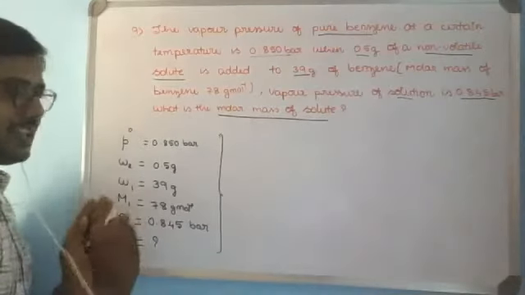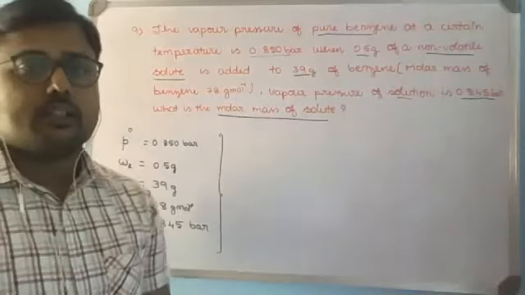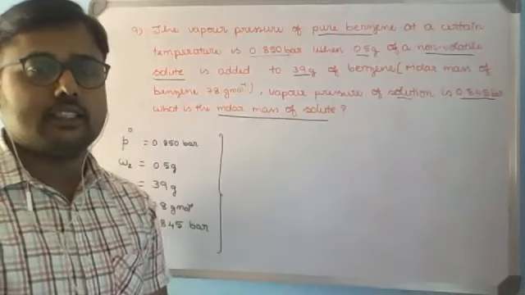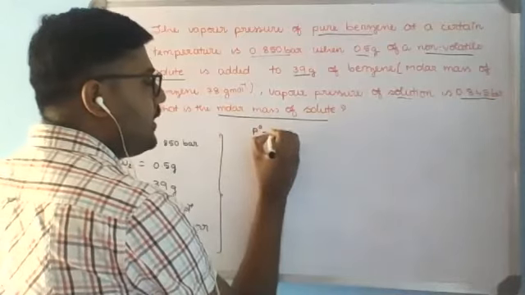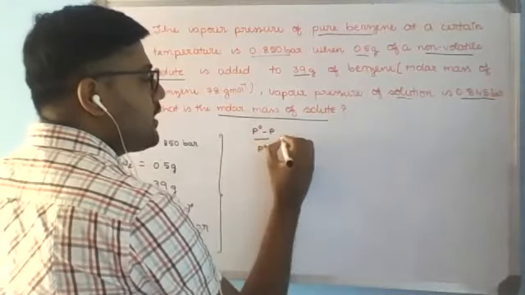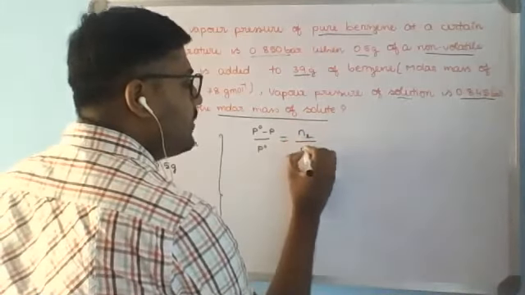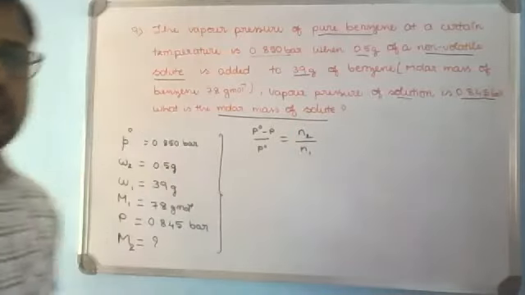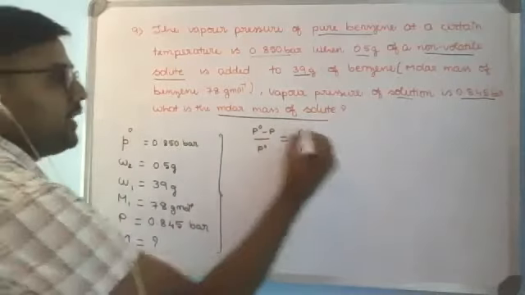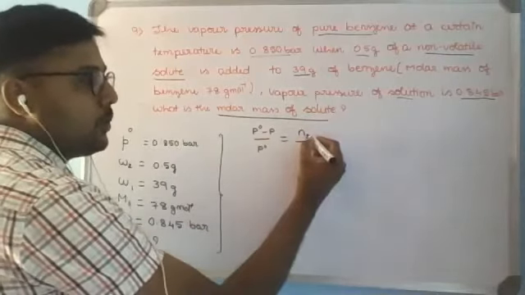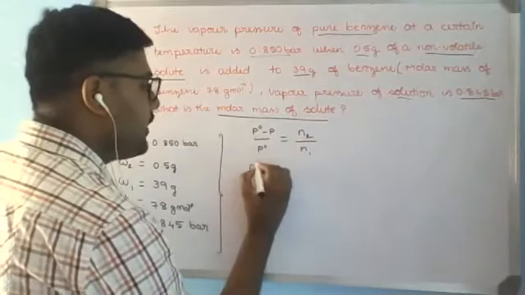Now, before going for the directly rearranged equation, try to recall the definition equation, so that it will be helpful to avoid mistakes in the calculation. We know that the relative lowering of vapor pressure, P naught minus P divided by P naught, is equal to the mole fraction of solute in the solution, that is N2 divided by N1, by assuming a very dilute solution. We have considered this from Raoult's law for relative lowering of vapor pressure. Now we know the definition of N2 is W2 by M2, and the definition of N1 is W1 by M1. So we'll substitute that.